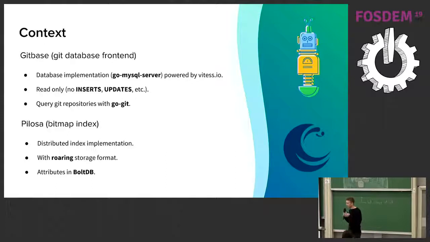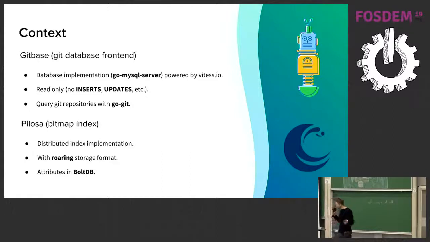So I have to give you some context first. Gitbase is an application, but it's just a front end. The real database engine, go-mysql-server, which is, by the way, powered by Vitess, is another open source project. Gitbase is so far just a read-only database, so no inserts, no updates, and all the queries to Git repos are done by the go-git package.